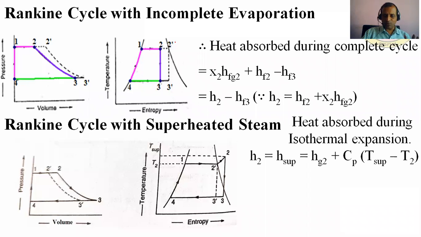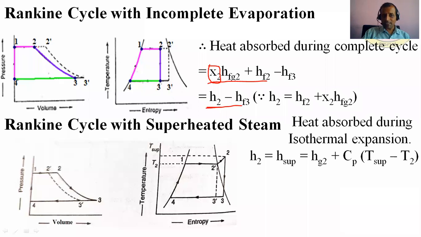2 dash, it is completely dry steam. Originally it is wet, so I am using the dryness fraction here: x2 hfg2 plus hf2 minus hf3. This is nothing but the enthalpy of wet steam, H2. hf2 is the enthalpy of water, or I can say the sensible heat, plus the dryness fraction of the wet steam, so it becomes H2 minus hf3. So this now becomes the heat absorbed during the complete cycle.